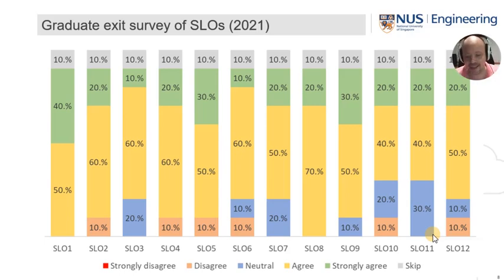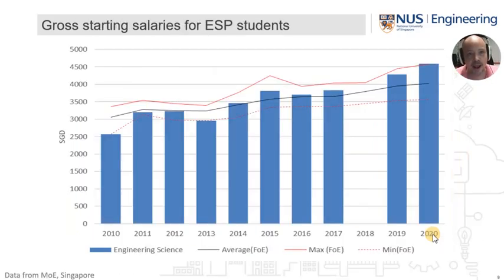Now, many other metrics that I could show you, but I thought I would bring up one more, and I think this one is really important. And we've used data from Ministry of Education Singapore, and these are the average gross starting salaries for ESP students going all the way back to 2010, where our first ESP cohort graduated. And what you can see is I'm contrasting that with the black line. This is the average of the average salary in the faculty engineering NUS. I'm not comparing with other universities and so forth.